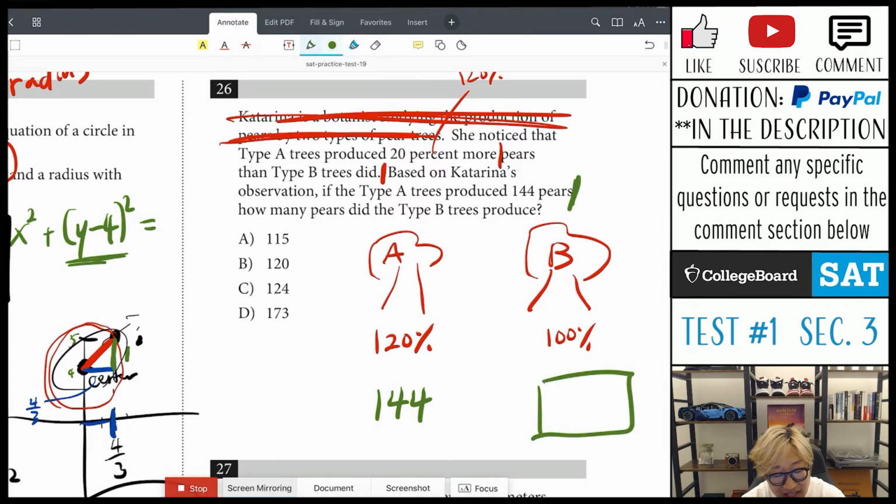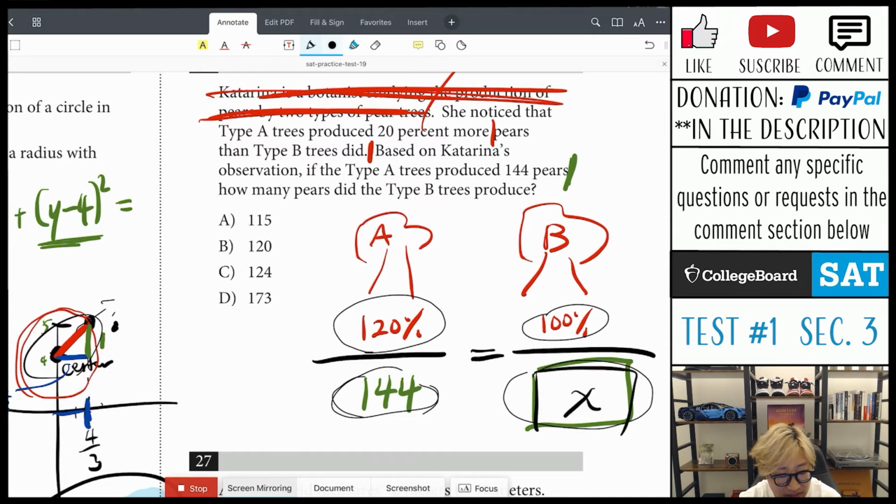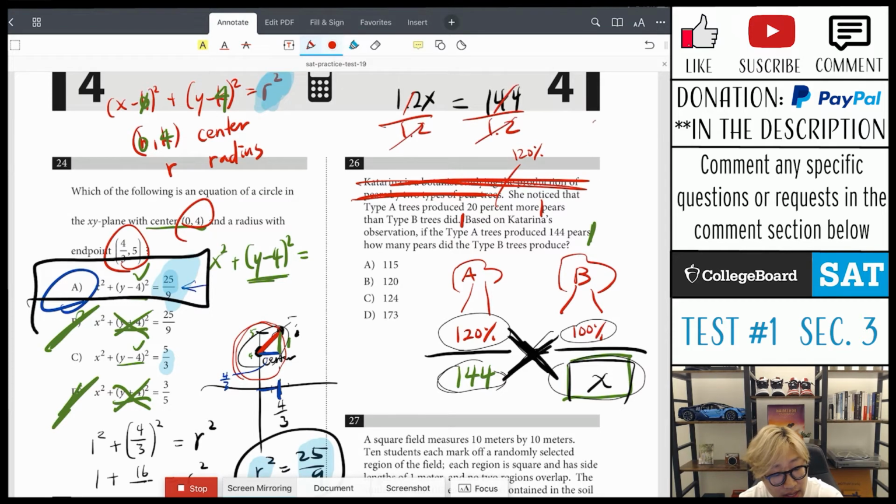Just look: 120% is 144. The 100% must be what? I hope everybody has done this before. You call it ratio, proportion, whatever you want. I have it nicely set up as is. Just draw a little fraction and set them equal. This box, just call it X. So cross multiply 120. You can just punch in 120 in your calculator, or since it's a percentage, you can just say 1.2. So 1.2x, cross multiplied, is equal to 1 times 144. Just divide by 1.2 on both sides, and x is equal to 120.